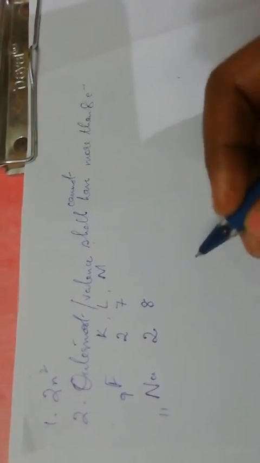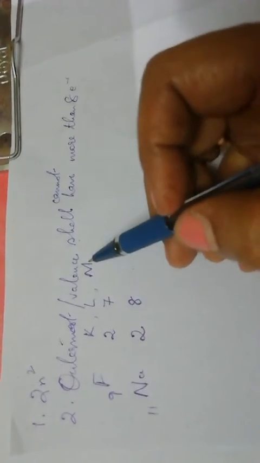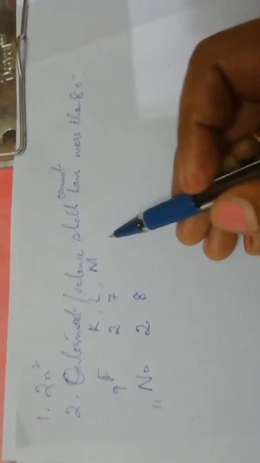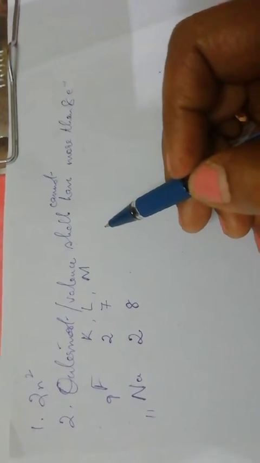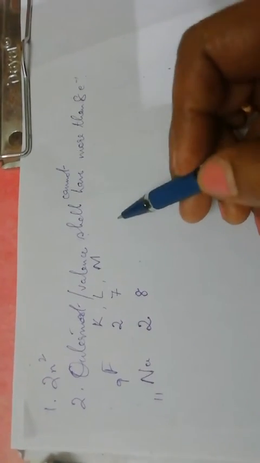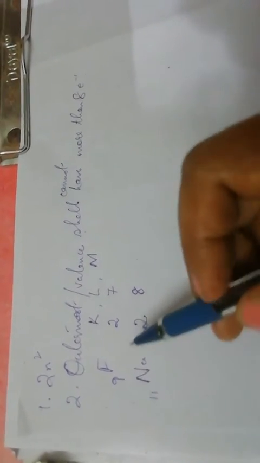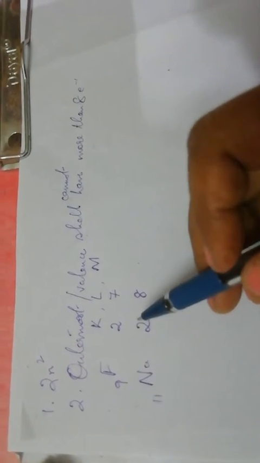Now come to the second rule. The second rule states that the outermost or the valence shell cannot have more than 18 electrons. As soon as the outermost shell attains 8 electrons, a new shell is formed and electrons start getting filled in the next shell. For example, suppose we have fluorine, an atom of fluorine which contains 9 electrons.